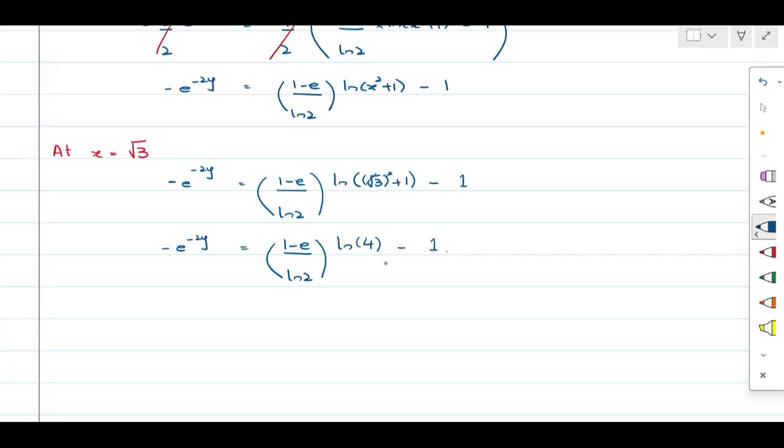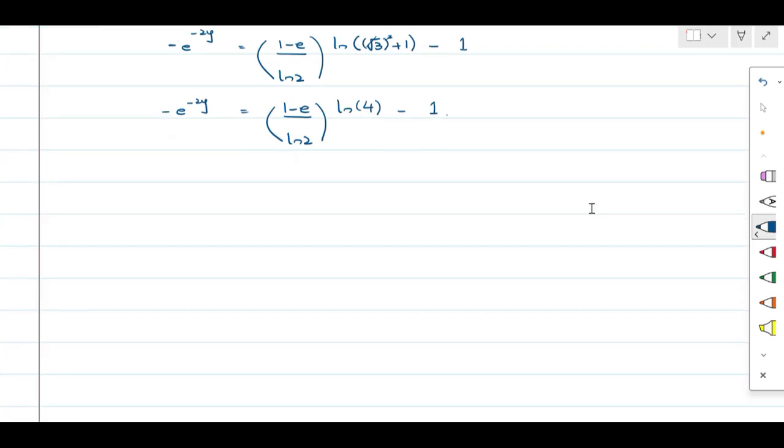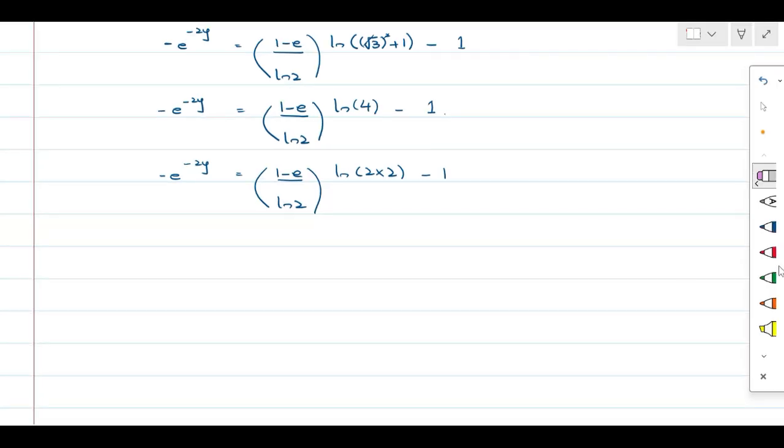Okay, let me simplify this further. Minus e power minus 2y is equal to (1 minus e) over natural log of 2 and its product with natural log 4, which is 2 times 2, minus 1. Let me simplify this further. Because 4 is 2 times 2, right? So 2 squared is 4. Minus e power minus 2y is equal to (1 minus e) over natural log of 2 and natural log 2 squared is 4, and minus 1.